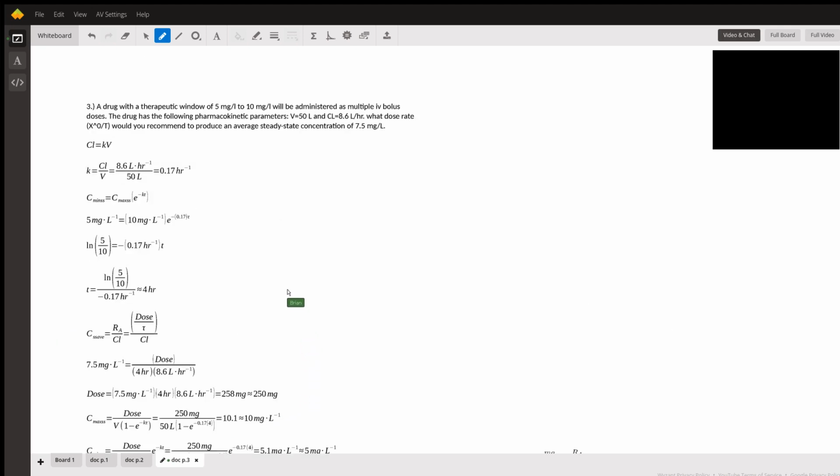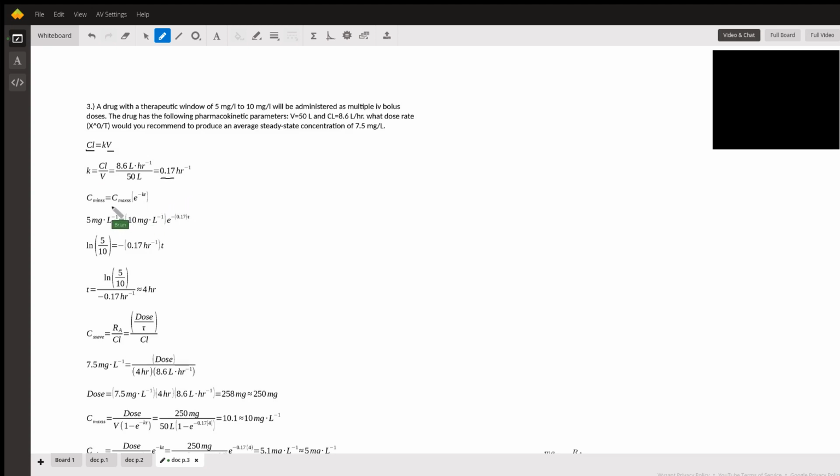A drug with a therapeutic window of 5 milligrams per liter to 10 milligrams per liter will be administered as multiple IV bolus doses. The drug has the following pharmacokinetic parameters: volume of distribution 50 liters and clearance of 8.6 liters per hour. What dose rate would you recommend to produce an average steady state concentration of 7.5 milligrams per liter? So I would answer this question by solving for the rate constant of elimination, because we know the clearance and the volume of distribution, and the rate constant of elimination is 0.17 per hour.